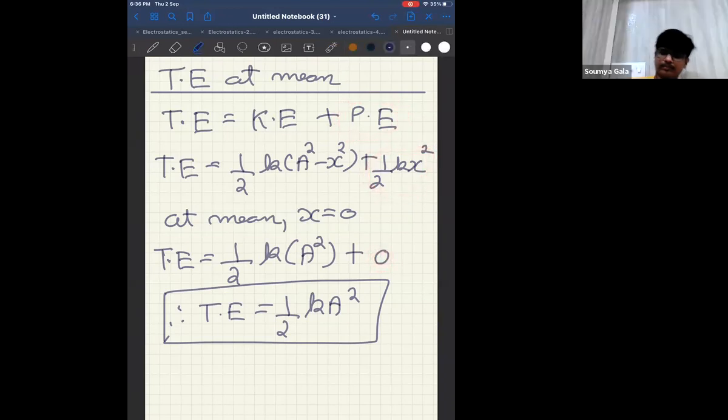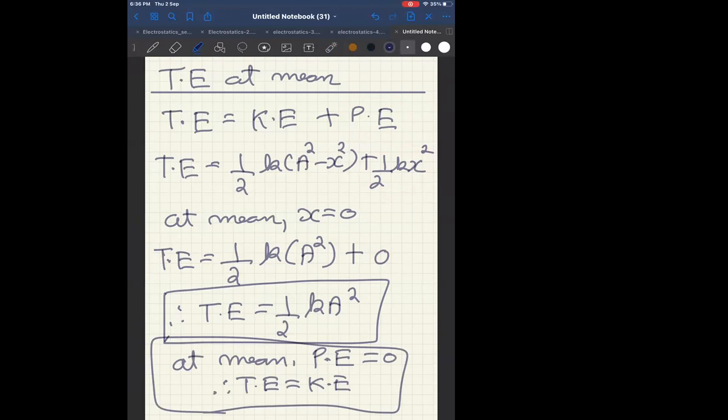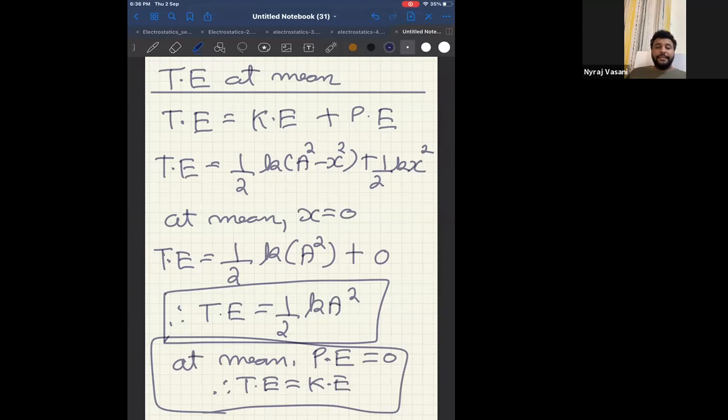Potential energy. Therefore, can I say at mean position my potential energy will be equal to 0? Yes. Therefore, my complete total energy will be equal to kinetic energy. Did you understand my conclusion? Yes, sir. Notice that my final answer did not change. Total energy, that is the law of conservation of energy. Energy can neither be created nor destroyed, it will remain the same. Half K A square. Did you understand this derivation? Yes, sir.